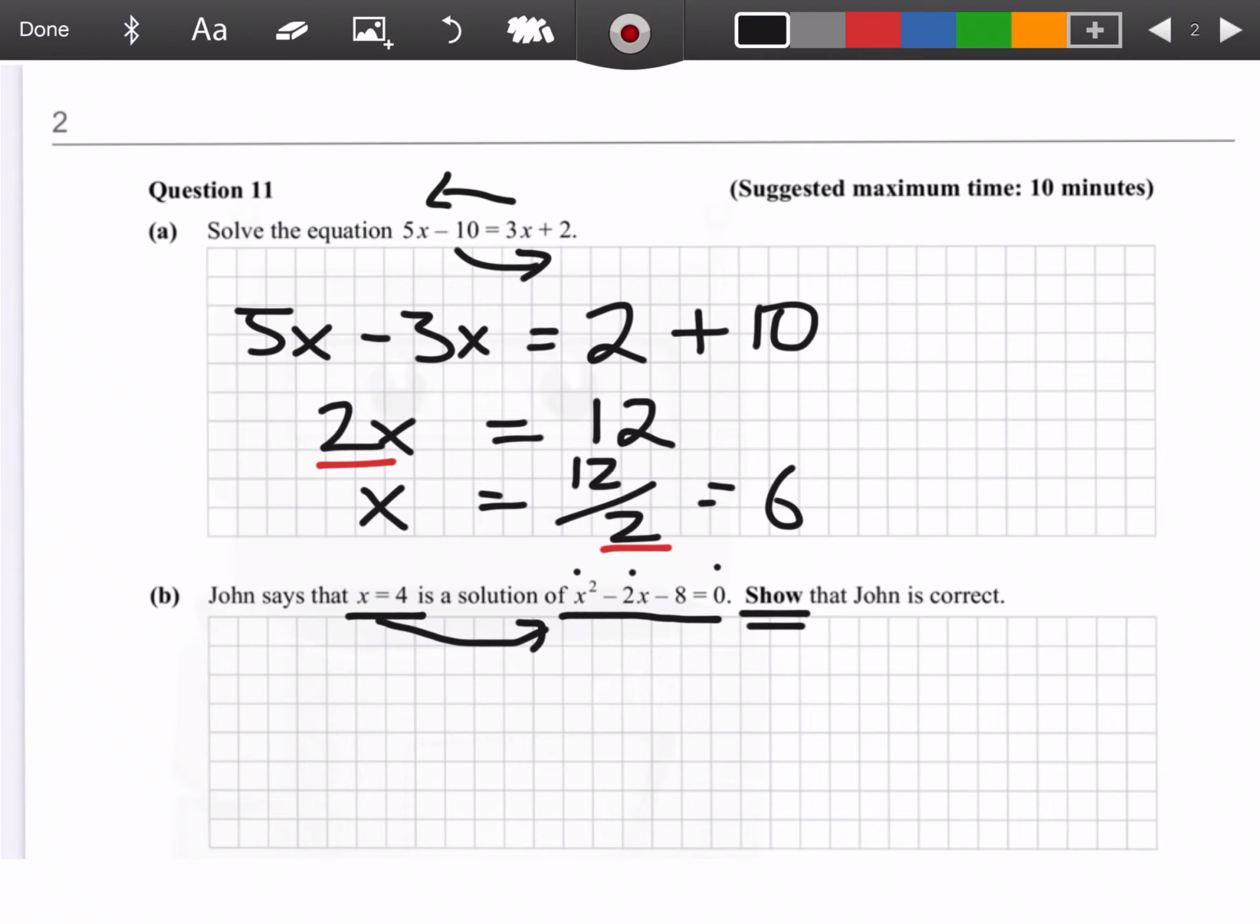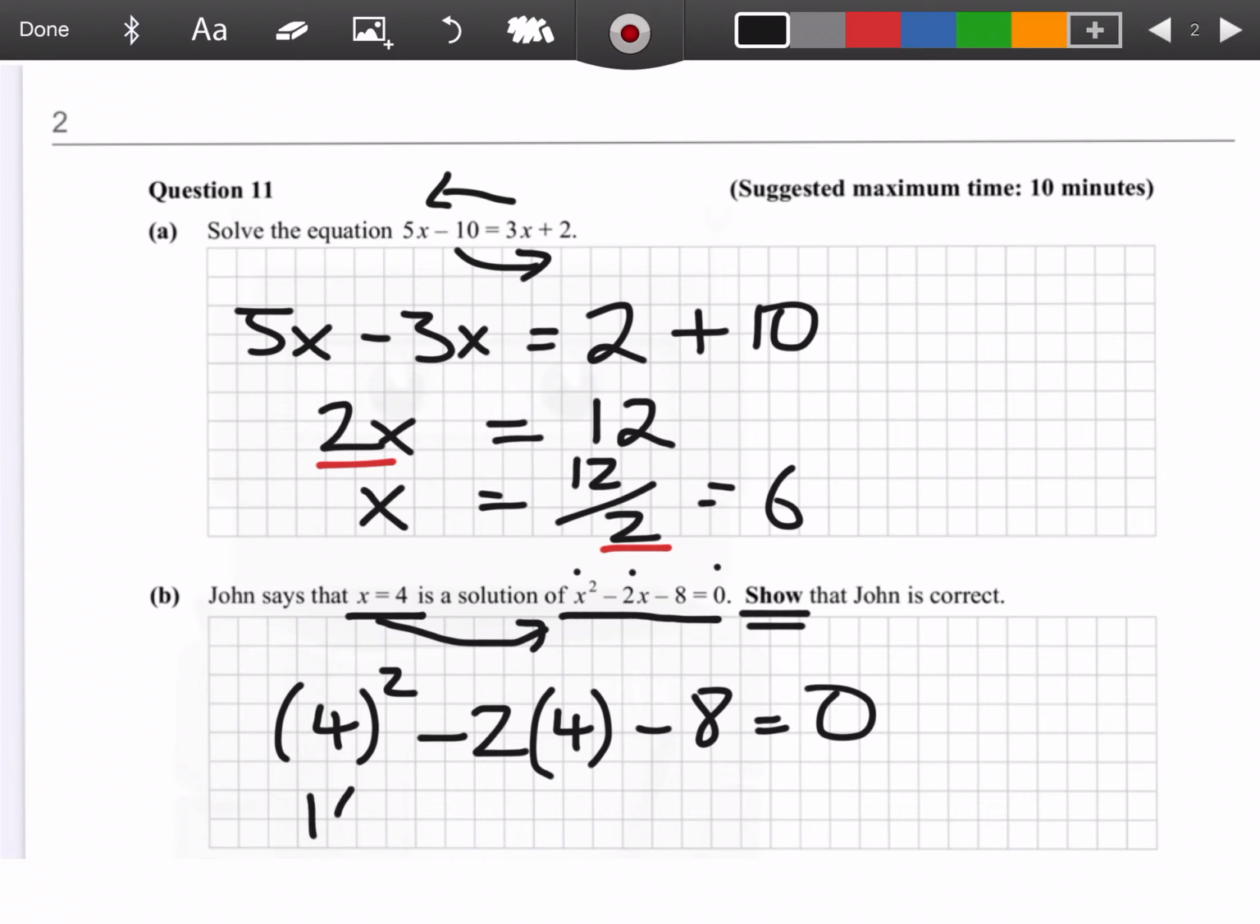Okay, so I'm substituting in x for 4. So instead of x squared, that's going to become 4 squared minus 2 by 4 minus 8 is equal to 0. So 4 squared is equal to 16. Minus 2 times 4 is minus 8. And I minus another 8. And that in turn does equal 0. Because 16 minus 8 is 8, and 8 minus 8 is 0. So I have shown that I'm correct. So I'm fully done.